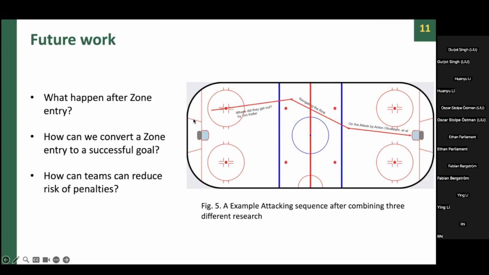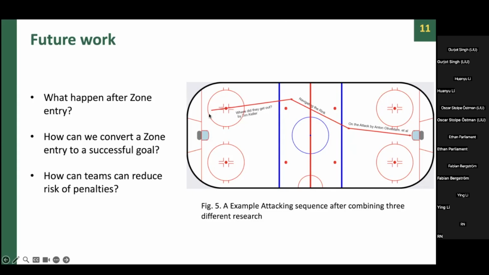Here we have combined three research works. Two of them were presented last year here at the LINHAC. If you combine all three of them, this is one of the sequences it gives, like the research on getting out by Tim Keller.